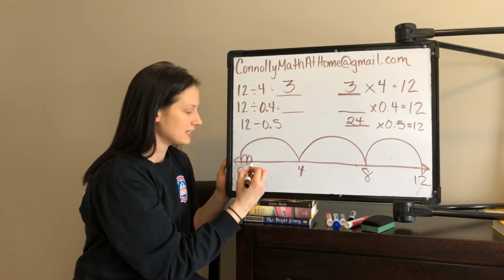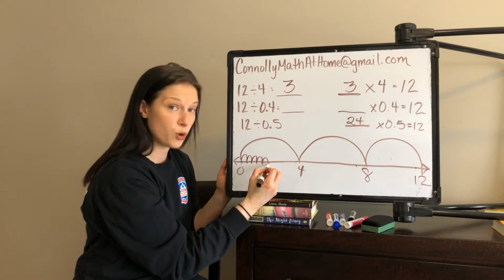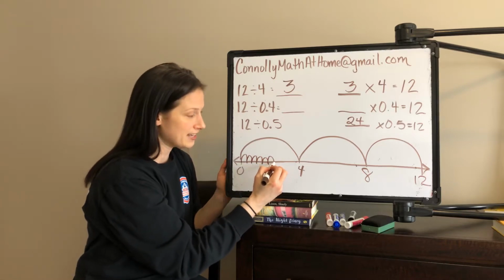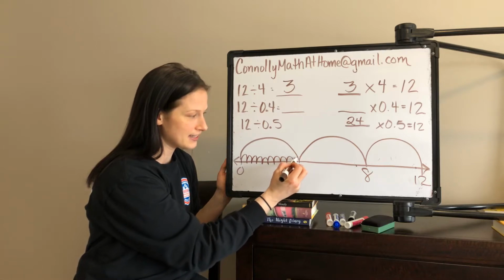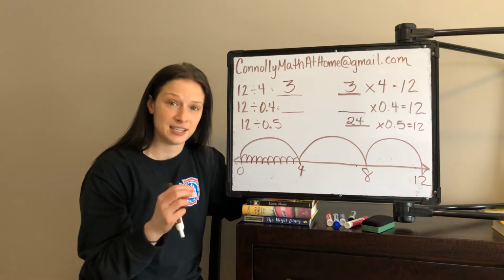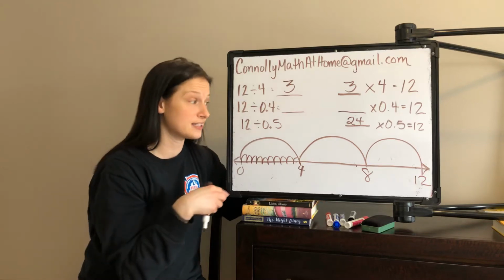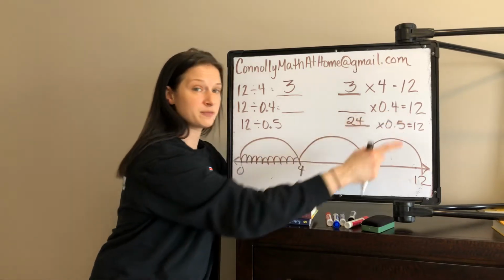4/10, 8/10, 1 and 2/10, 1 and 6/10, 2 wholes. 2 and 4/10, 2 and 8/10, 3 and 2/10, 3 and 6/10, 4 wholes. So I just did little jumps of 4/10 because my goal is to figure out how many groups of 4/10 are in 12.